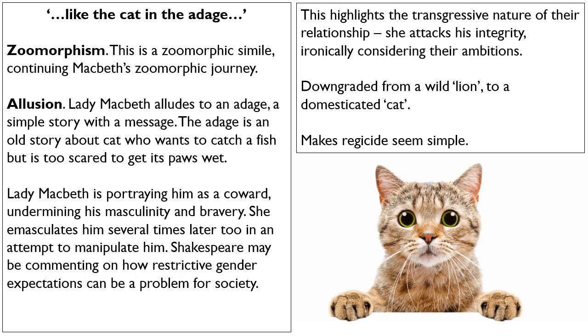The other thing is that it makes regicide seem simple. Lady Macbeth is trying to say, it's easy. Just grab the fish out of the stream. It's as easy as that. Why are you scared to get your paws wet? And this might link to the motif of water that appears later in the play as well.